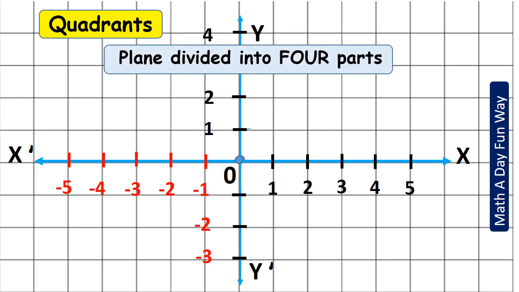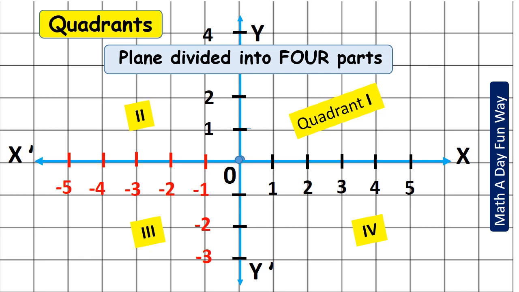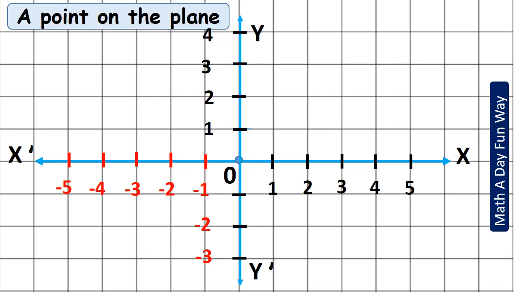So, the plane has now been divided into four rectangular parts. They are called quadrants, that is, 1/4 part. They are numbered 1 to 4, as shown here. Starting from the upper right quadrant, moving anti-clockwise, and reaching the lower right quadrant. Now, let's learn the two-dimensional representation of a point on the plane.